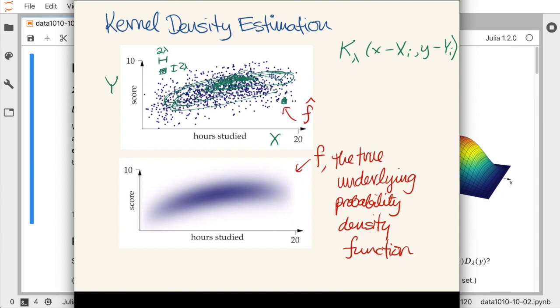So each pile should be 1 over n times k lambda of (x minus xi, y minus yi). And then we'll sum that from 1 to n. And that function is going to describe the sum of all of these little piles of probability mass. So this is going to be our f hat. And since f hat depends on lambda, we'll put a subscript here to indicate that.